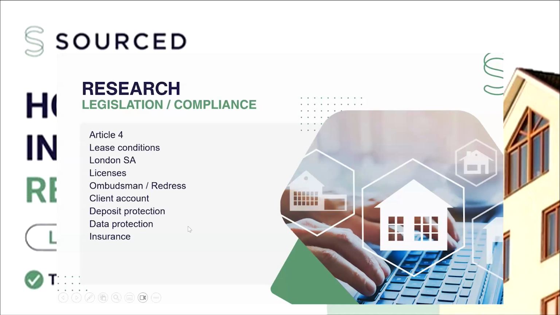You're going to need insurance. You're going to be taking people around houses. You're going to be talking to landlords. You're going to be giving people advice as to what they should do with their property, and therefore you need to have at least PL and PI insurance. So that's public liability and professional indemnity insurance.